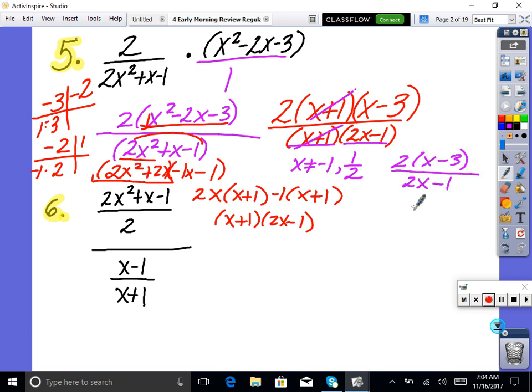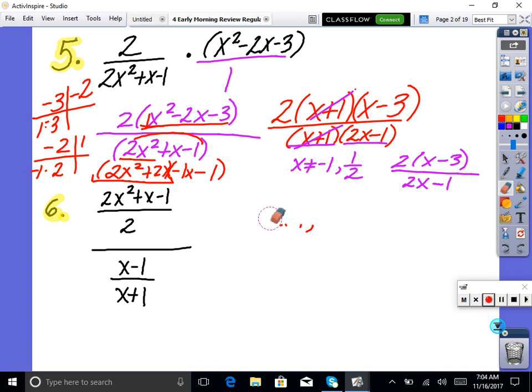Can I divide those 2's? No, that would be dividing across a subtraction sign. That's it. So we're done. All right, this would be our final answer. Okay, are we good? Okay, looking at a division problem, you'd say, okay, dividing fractions is easy as pie.